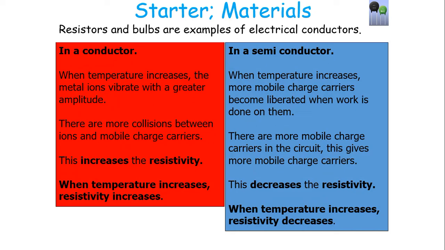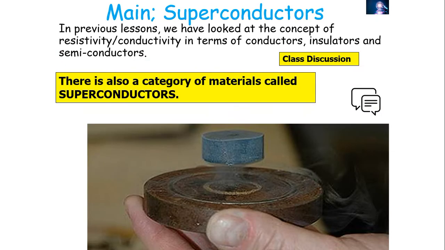So to contrast that with the conductor, in a semiconductor, when temperature increases, there are more mobile charge carriers because they're being liberated from the structure when work is done into it. So there's more mobile charge carriers. Okay, this will give you an increase in conductivity and a decrease in resistivity. So it's the opposite to a conductor.